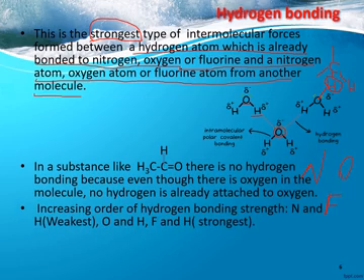The increasing order of hydrogen bonding strength is nitrogen and hydrogen. They form the weakest hydrogen bonding because nitrogen is the one with the smallest electronegativity value, followed by oxygen and hydrogen, and the strongest hydrogen bonding will occur between fluorine and hydrogen because fluorine is the most electronegative element.